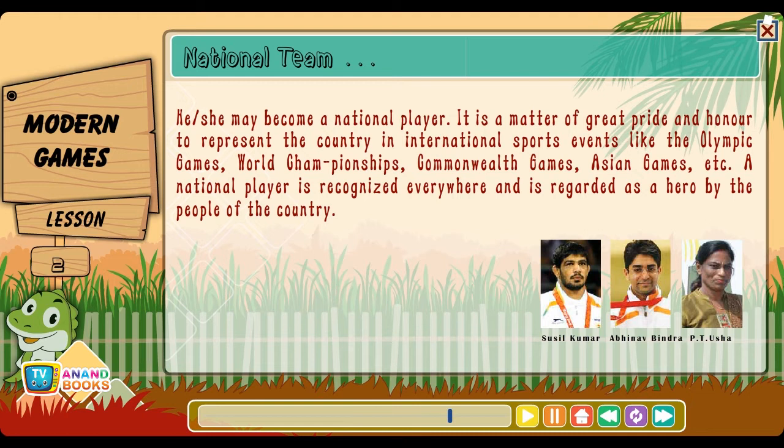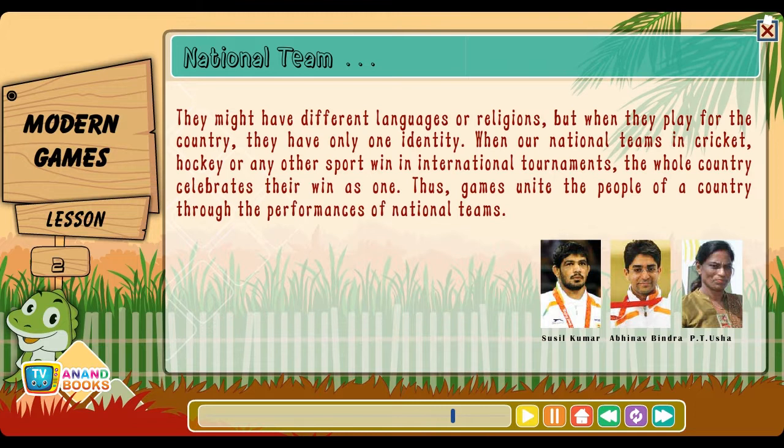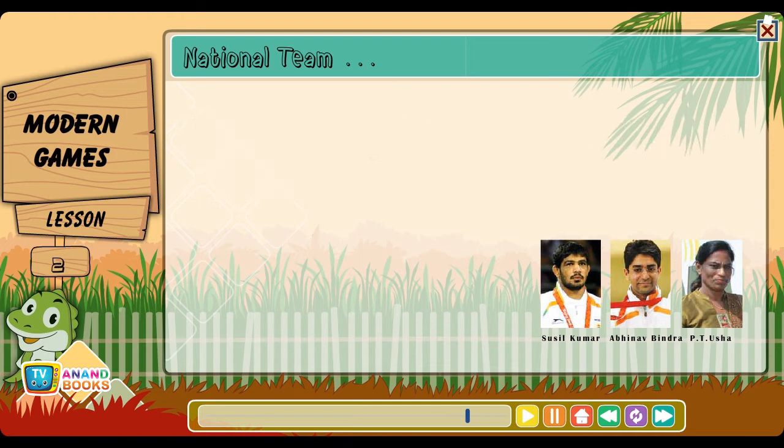A national team consists of players from different parts of the country. They might have different languages or religions, but when they play for the country, they have only one identity, Indians. When our national teams in cricket, hockey or any other sport win in international tournaments, the whole country celebrates their win as one. Thus, games unite the people of a country through the performances of national teams.